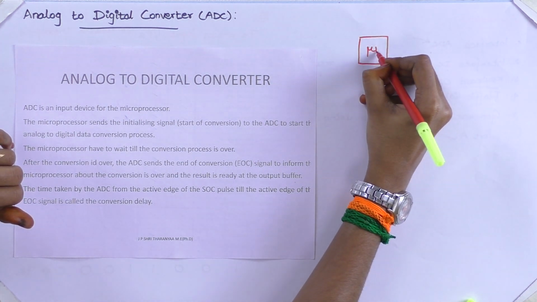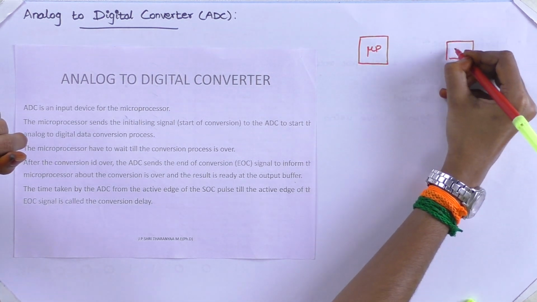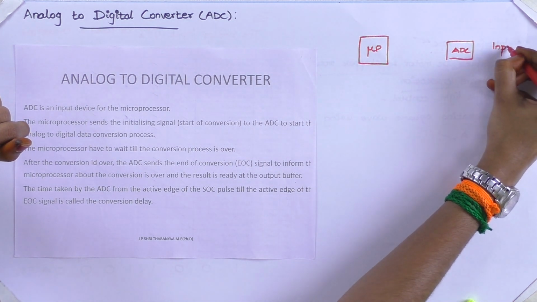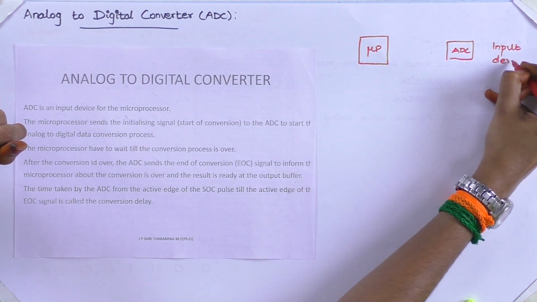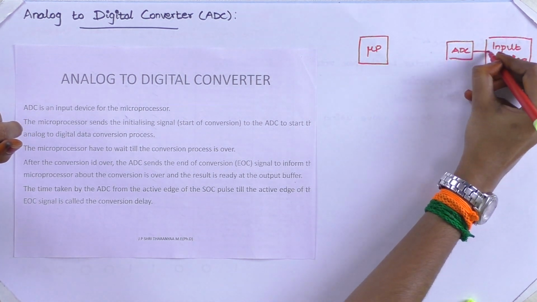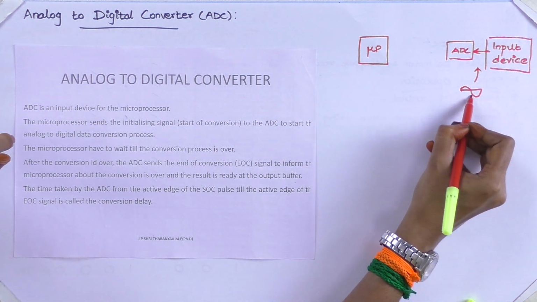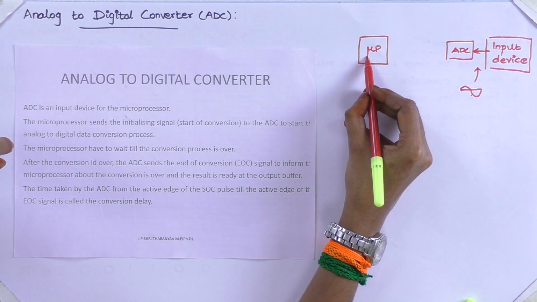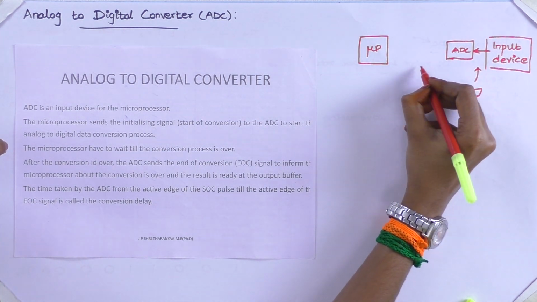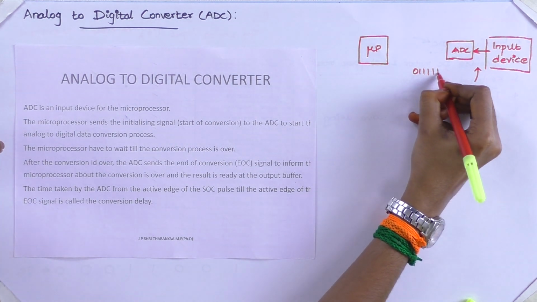This is your processor ID, either it can be 85 or 86, and this is your analog to digital converter, and here you have your input device. So this input device will give an analog signal. This analog signal is not understandable by the processor, so you are using the converter called digital to analog converter that will convert these digital signals into zeros and ones.